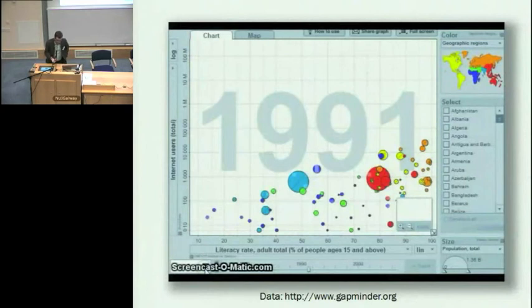This is Gapminder data. I just like the shape of the graph, really. But this is 1991 internet usage by country. Each data point represents a different country. Colour represents region. Size represents population. The axis left to right is literacy. So the more literate countries are on the right, the less on the left. And the height of the graph represents internet usage, and it's based on an algorithm. So basically, the higher, the more.